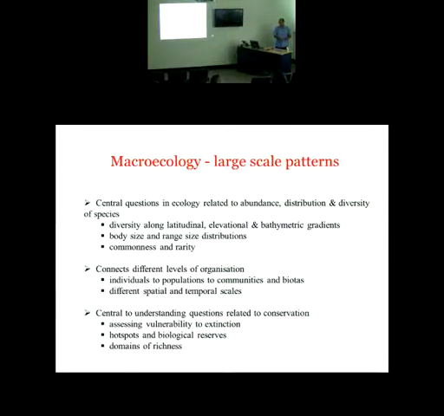Macroecologists will claim that macroecology is important because it answers central questions related to abundance, distribution, and diversity of species, such as diversity along gradients, body size, range size distributions, commonness, and rarity. But more importantly, it can connect different levels of organization, from individuals to populations to biotas, and different spatial and temporal scales. It's also been argued that understanding these patterns is central to conservation, but I think that's an entirely different debate by itself, so I'm not going to get into that.